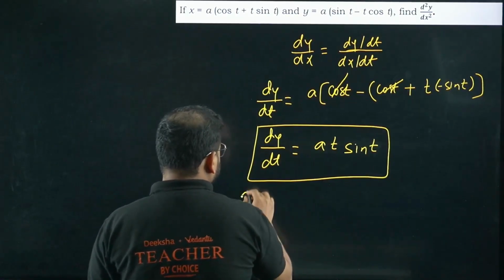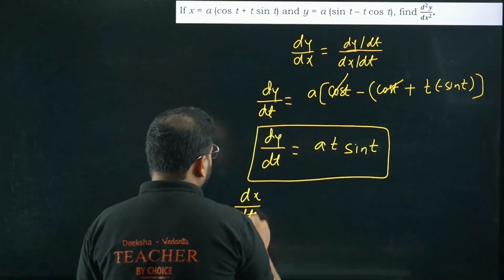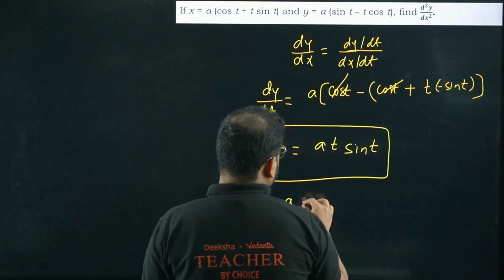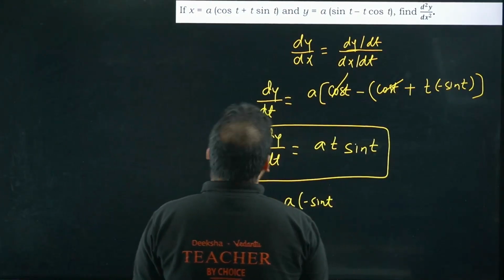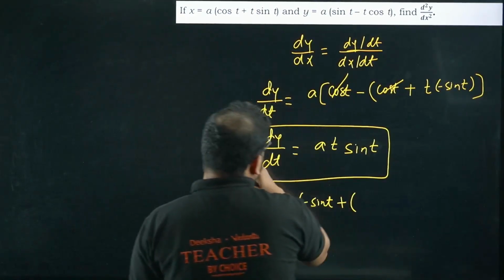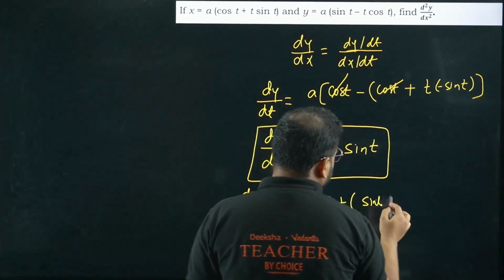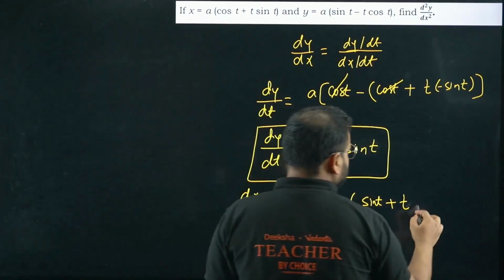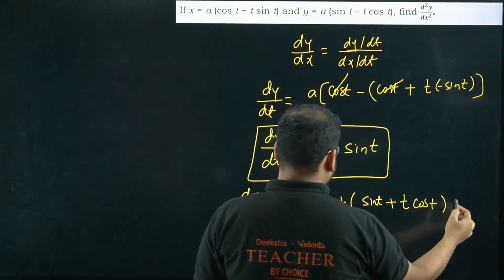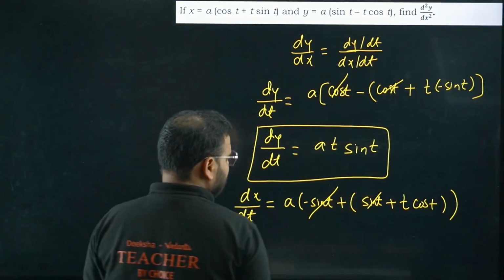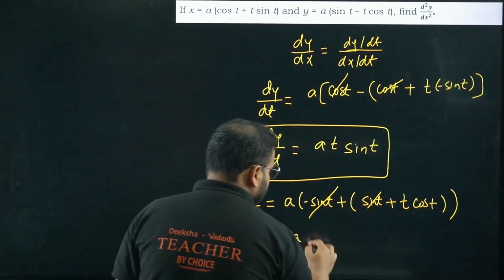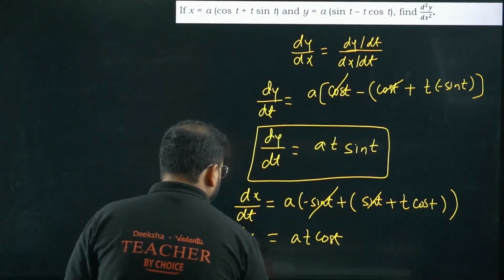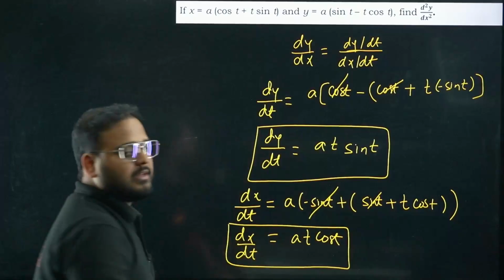Dx by dt we will solve. So this will give me, have a look, a will be constant outside, not a problem, cos will become minus sin t, okay, there's a plus sign. Now t will become 1, so 1 we won't write, right here sin t as sin t, t is becoming 1 plus, right, t as it is, sin will become, sir, cos t, okay. Chaliye, minus sign plus sign is getting cancelled, I am left with a t cos t, this is the value for your dx by dt, have a look, a t cos t.